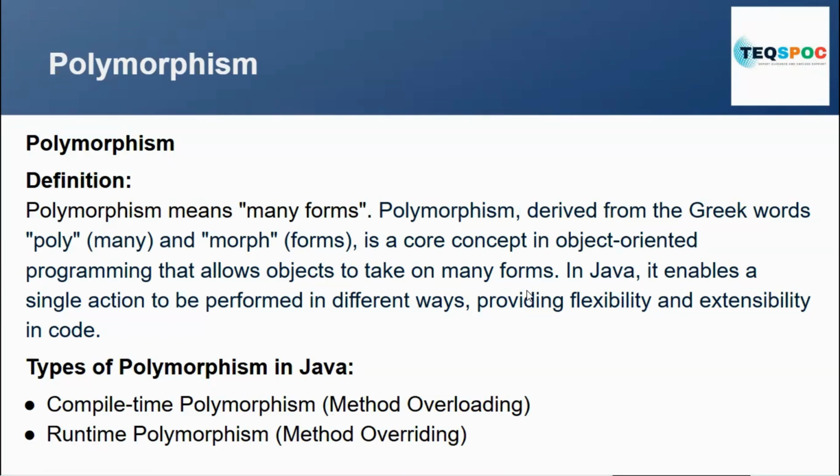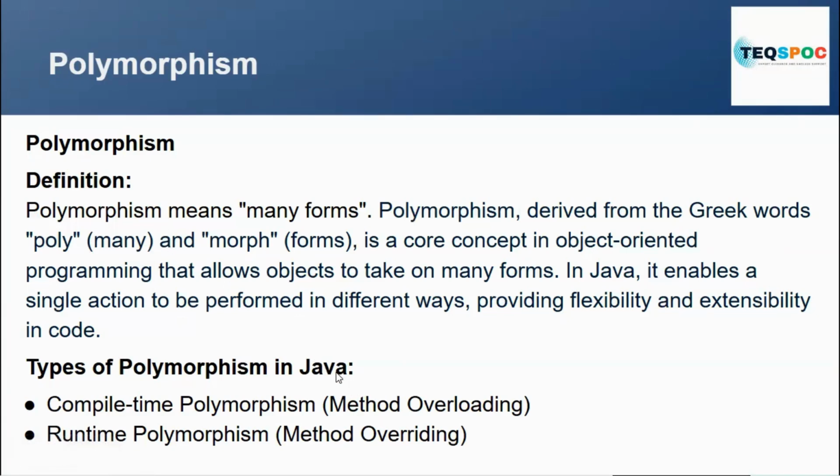For example, one person can drive a car, and can also drive a cycle or motorcycle. So the same person is performing different operations depending upon the situation and the different types of vehicle. That is basically polymorphism. If one method is performing two operations, then that is called polymorphism. In Java, it enables a single action to be performed in different ways, providing flexibility and extensibility of the code.